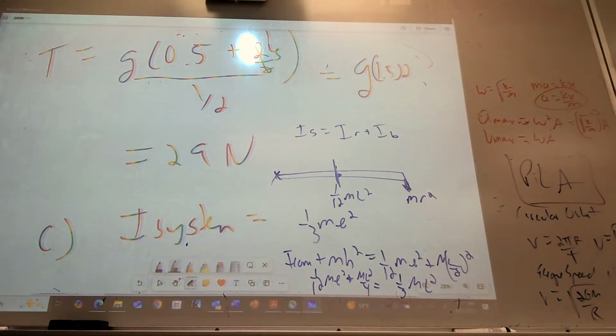If you got that wrong and you did mr squared, you just did the 2, you did it incorrectly, I guess you only got 1 of the 3 points. But it's good to show you generally what you're doing to get your point.